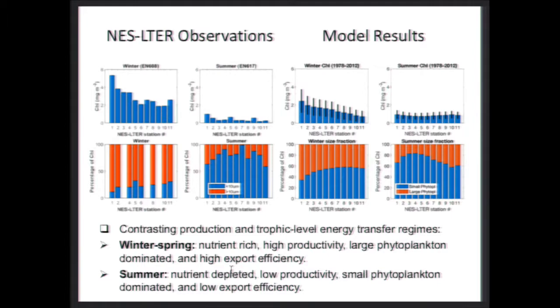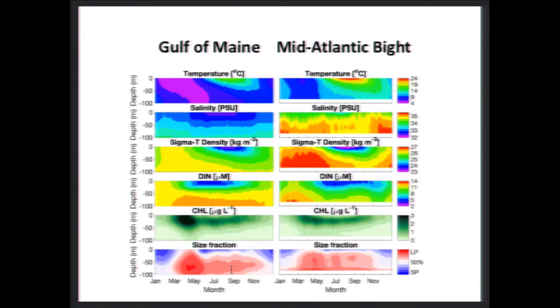What we can see is that our model did a pretty good job in terms of how the phytoplankton biomass shifts from winter to summer. We also represent the decreasing biomass from coast to offshore in the wintertime, and a pretty flat pattern in the summertime. And in the wintertime it's dominated by the large group, and in the summertime by small cells. And this is the 35-year model climatology for the 2 stations I mentioned, the Gulf of Maine and the Mid-Atlantic Bight.